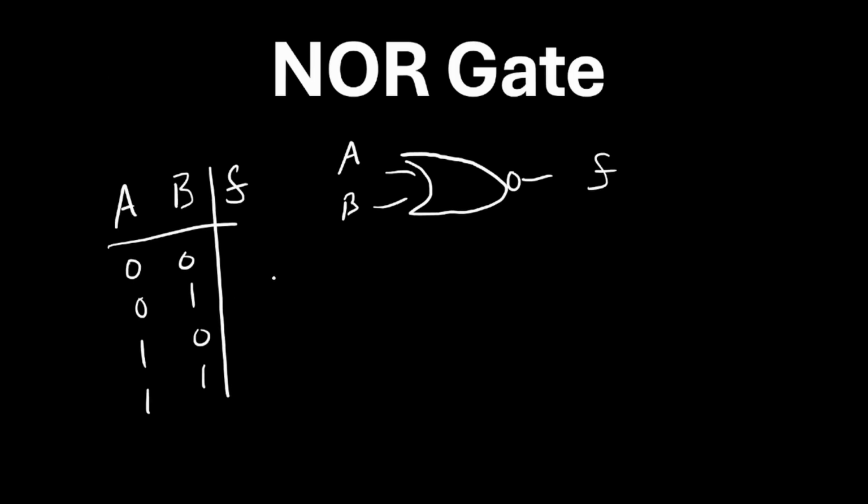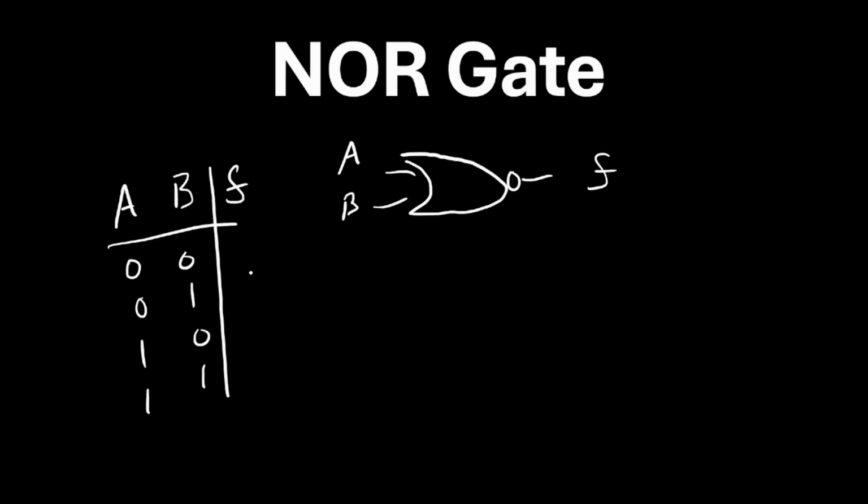So let's do NOT OR. So to draw a NOT OR, draw your OR gate. There we go. Let's put a bubble on it. Function, A and B. Let's go ahead and put in a truth table. All right, and we know it has to be NOT OR.